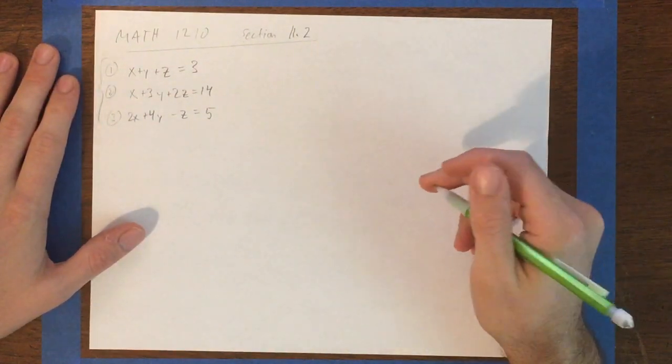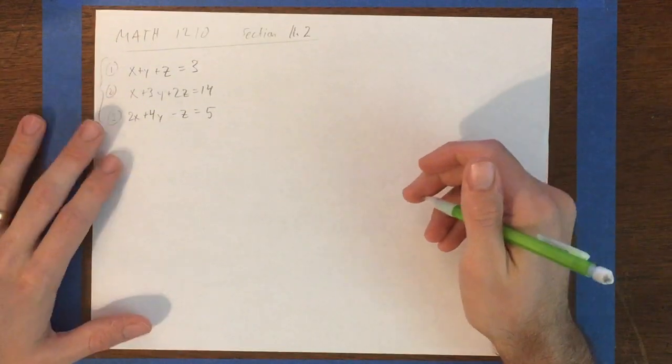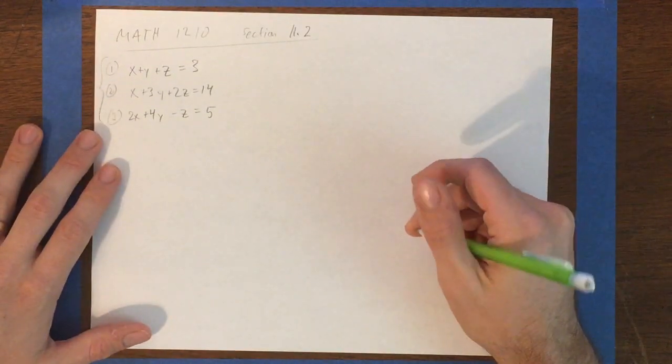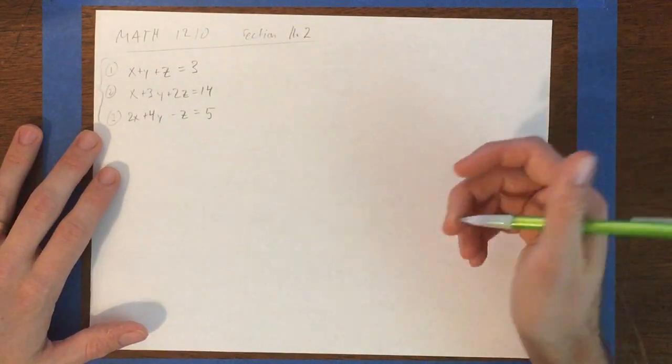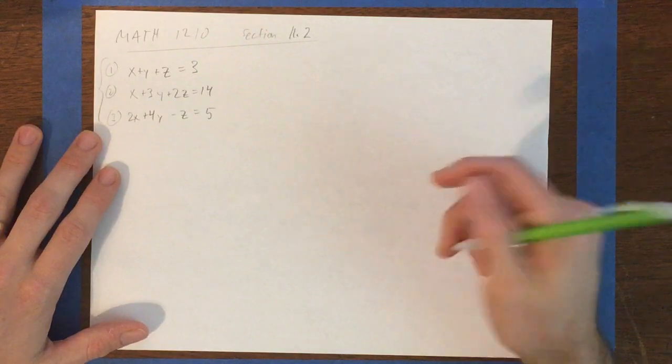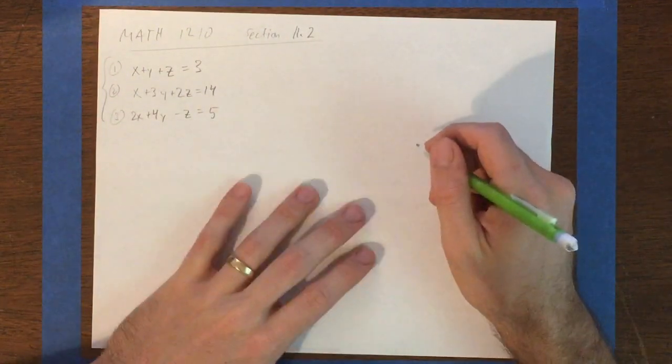But in future problems, I'm going to be using the addition method more and more often, and eventually we're going to use something called Gaussian elimination, which is sort of an extension of the idea of the addition method, and that'll be the more standard approach. But for this first one, I want to go back to the substitution method.